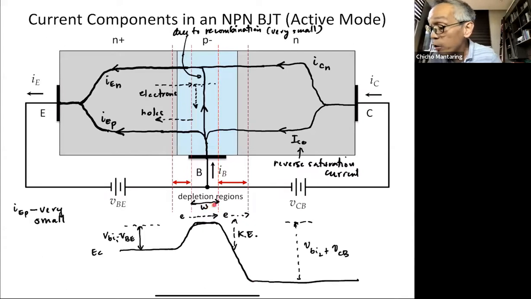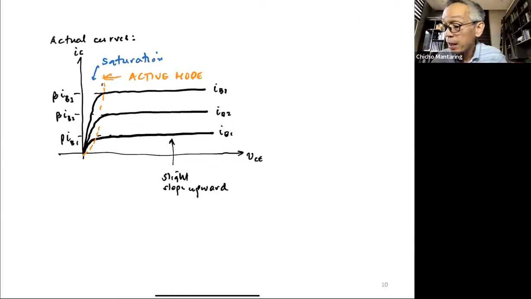Kung mas maliit itong W na to, there are going to be more electrons that will be swept toward the collector. The chances of the electrons recombining here in the base will even become smaller. And so more electrons will collect at the collector. And that's why there's going to be a very slight upward increase in the slope of this curve. So these are your actual curves. So this is again for an NPN transistor.